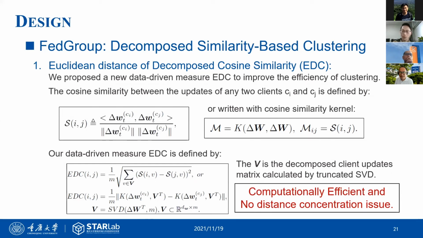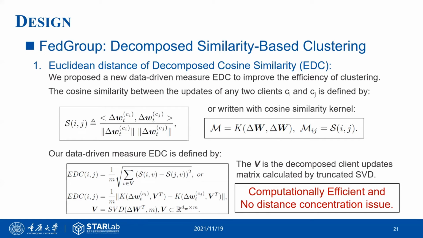We use the mean over the absolute difference of the pairwise cosine similarity to avoid the distance concentration phenomenon in the high-dimensional situation. To further reduce the computational overheads, we decompose the matrix by truncated SVD before calculating the pairwise similarity. It can be regarded as a low-dimensional embedding of the pairwise cosine similarity. So our new metric, called Euclidean distance of decomposed cosine similarity, is computationally efficient and has no distance concentration.